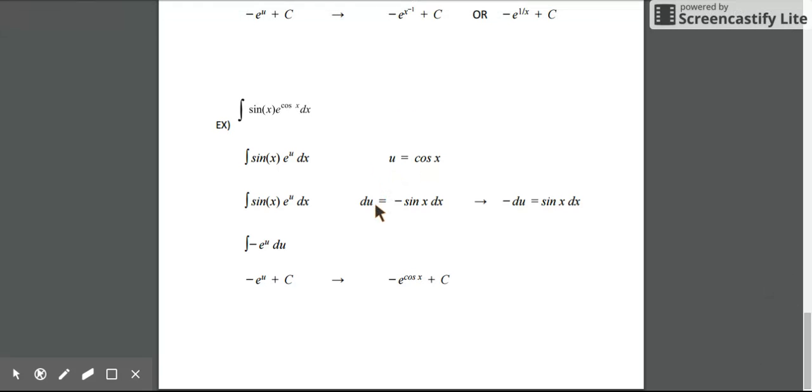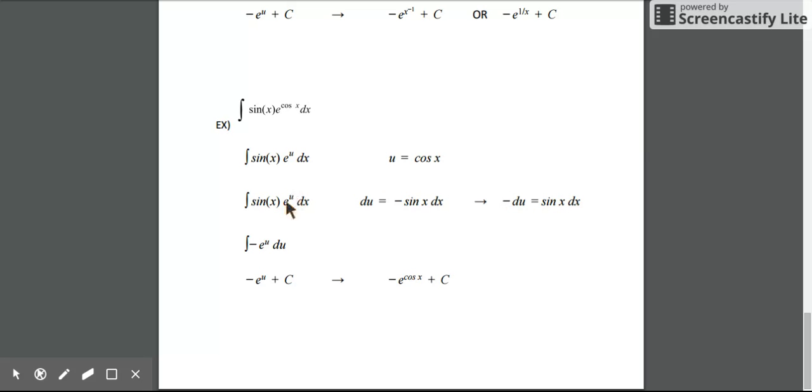With respect to x, we could take a little shortcut and just say du is the derivative of cosine x with dx attached. The derivative of cosine is the opposite of sine. Let's go back and see what we can substitute here. Well, I can actually substitute sine and dx at the same time if I just move my negative. So the opposite of du is sine of x dx.